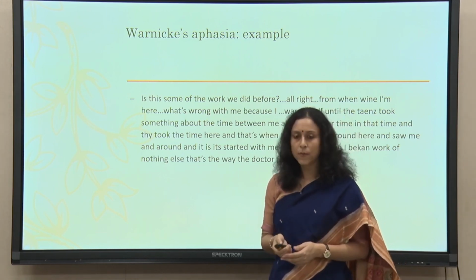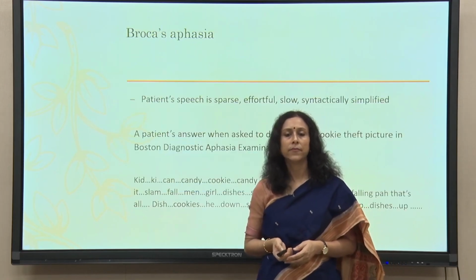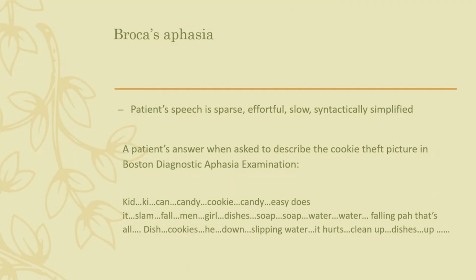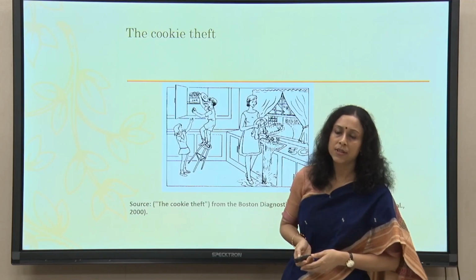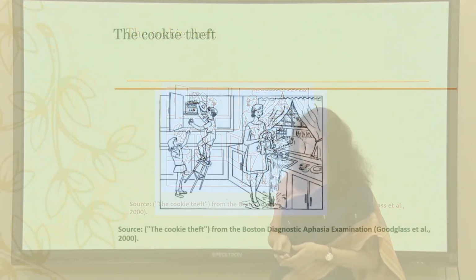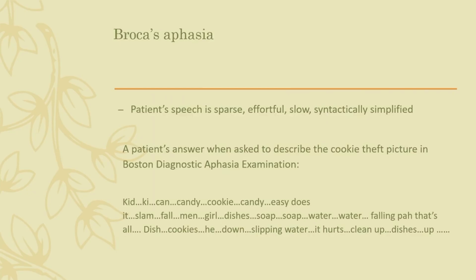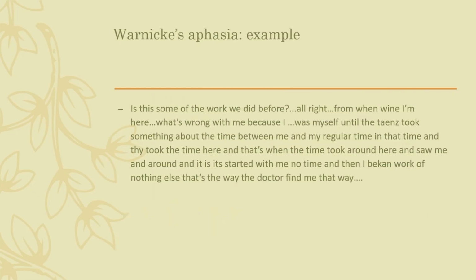So, we looked at how Broca's aphasia is. Broca's aphasia has certain features like labored speech, and typically it will be non-fluent. This is called non-fluent aphasia. It is marked by this kind of labored utterance. This is one of the most commonly utilized test batteries, the Boston Diagnostic Aphasia Examination picture. This is the cookie theft story that the aphasic patient was describing in this case.